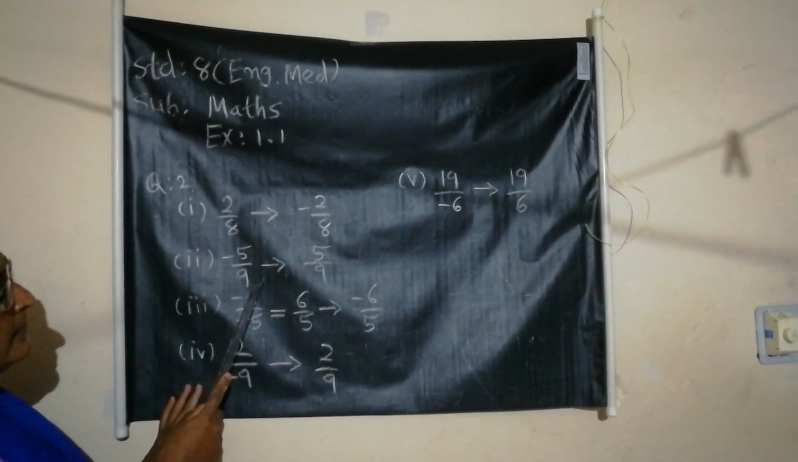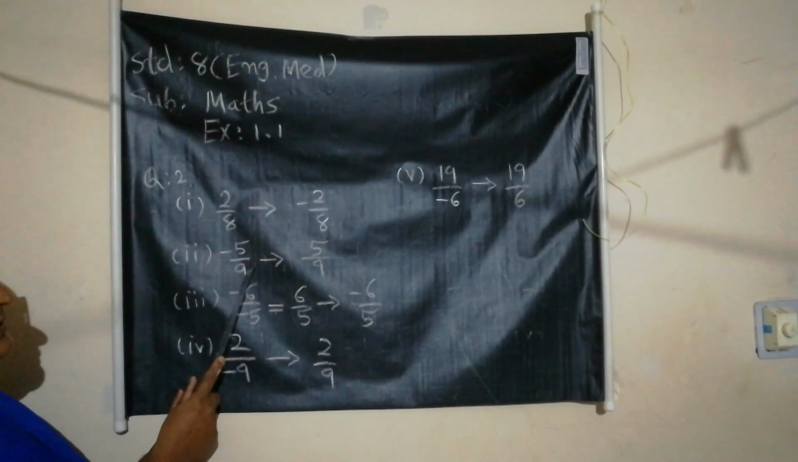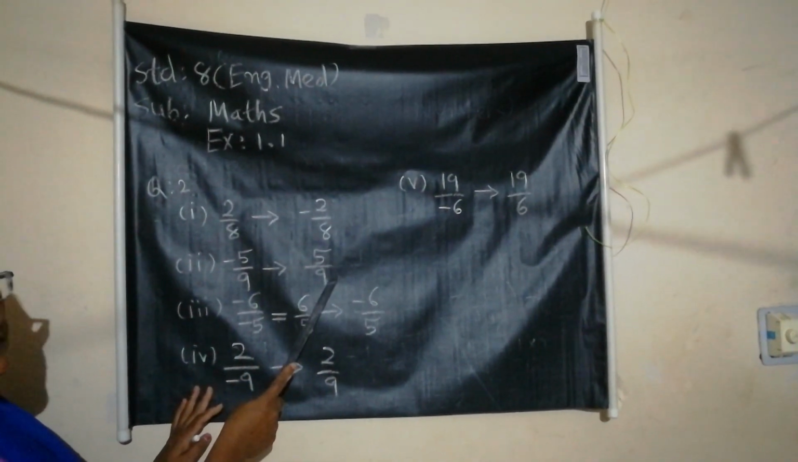Second, negative 5 upon 9. This number is negative. Therefore, the additive inverse of this number will be positive 5 upon 9.